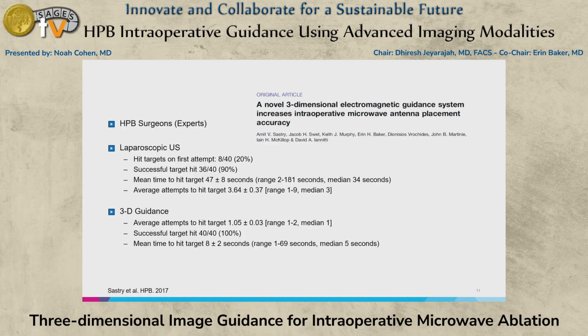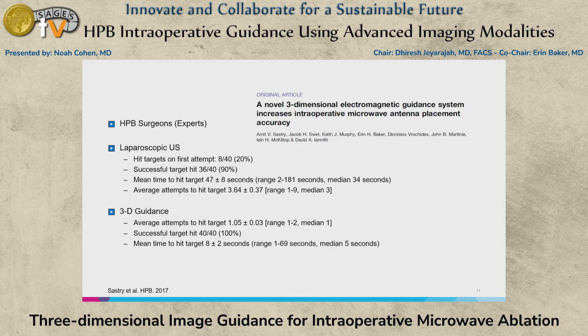So just focusing on the HPB surgeons, we can sort of ignore the non-surgeons and the senior residents who were involved in this study. You can see here that the hit target on the first attempt was only 20% using lap ultrasound, and that overall of the 40 lesions that they had in their trainer, they hit 90% of them. And the mean time to the hit target was 47 seconds. It's a lot faster than me.